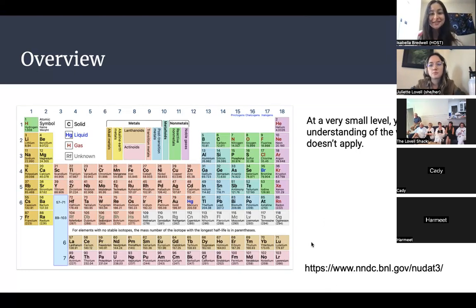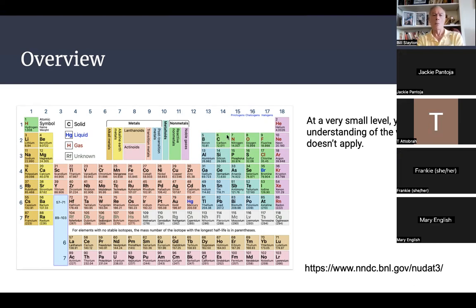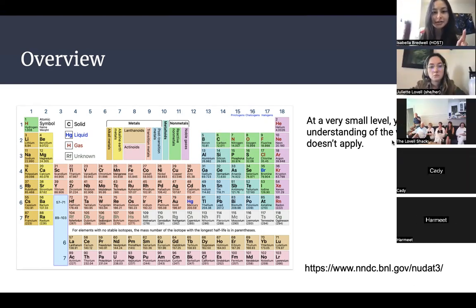But essentially, this is a periodic table. I'm sure you guys know it from high school chemistry. All of these atoms are made up of protons, neutrons, and electrons. The number on the table, the little number at the top, tells you how many protons are in each atom. And the number of protons defines the element. They can have different numbers of neutrons, but the number of protons will always tell you what the element is. This is more of a chemistry perspective.